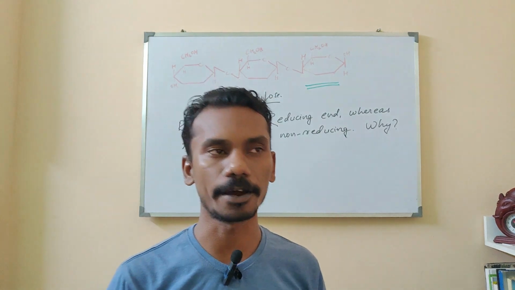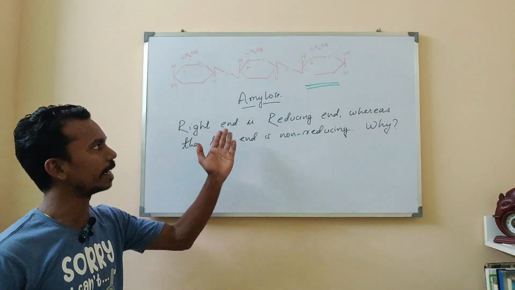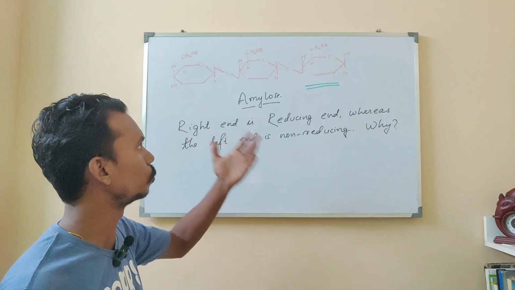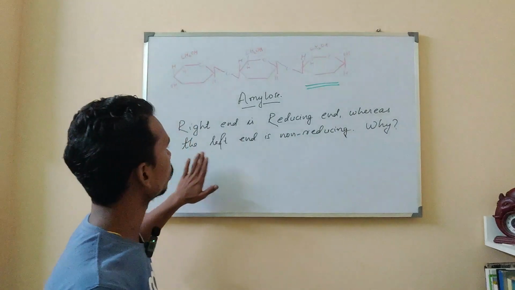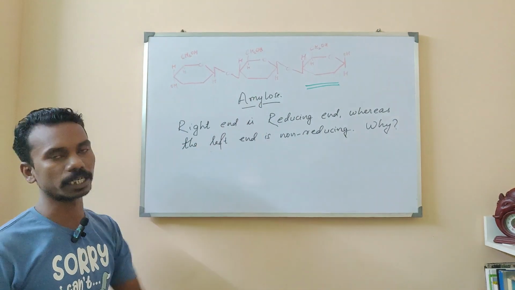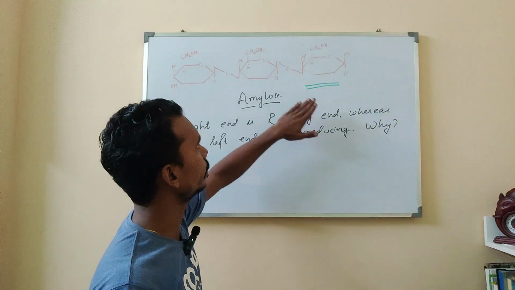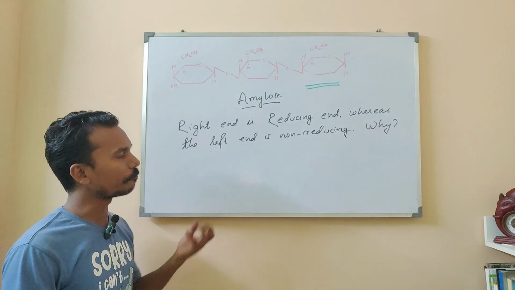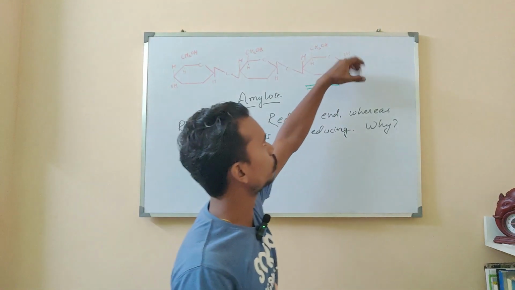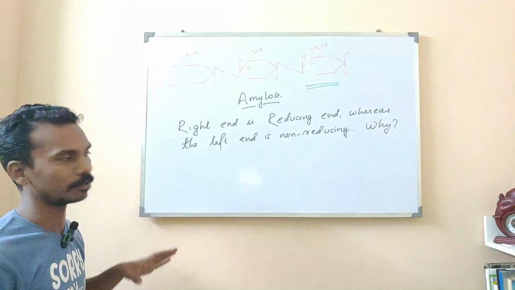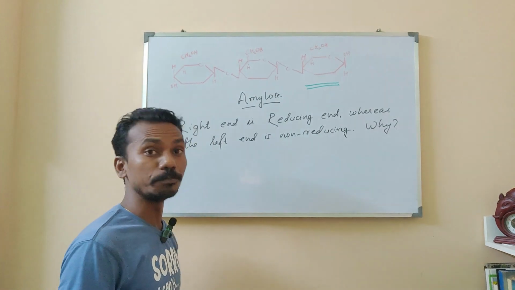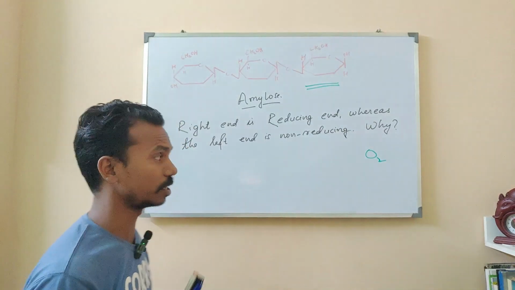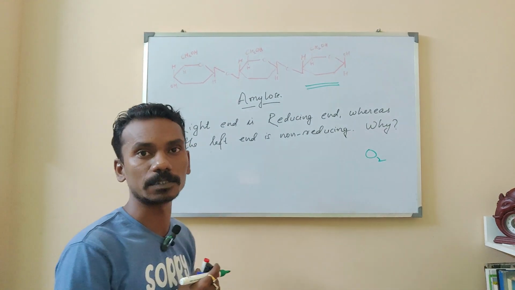In the last video we left one part: the right end is a reducing end of this polysaccharide made up of glucose, and the left end is non-reducing. This polysaccharide is made up of actually 3 glucose molecules, called amylose. Now if we want to get the answer, we have to explore the right end first and then the left end. If the medium came up with a higher amount of oxygen, then what happens in the right end of this polysaccharide?